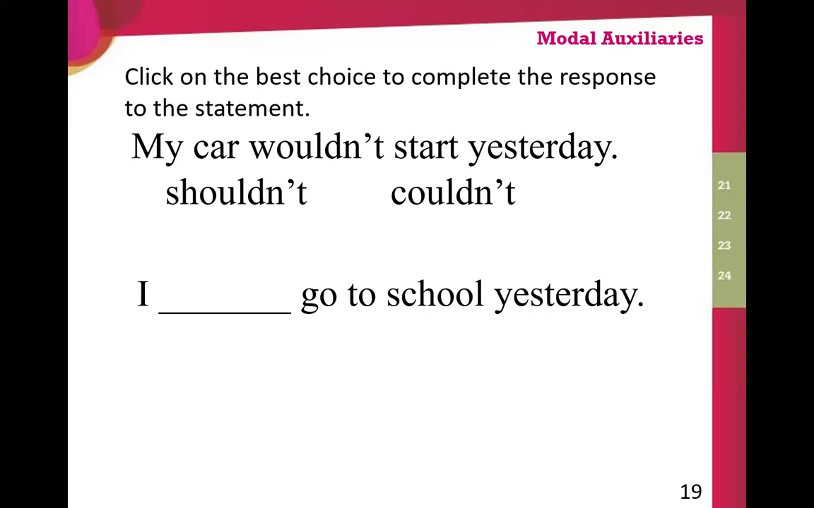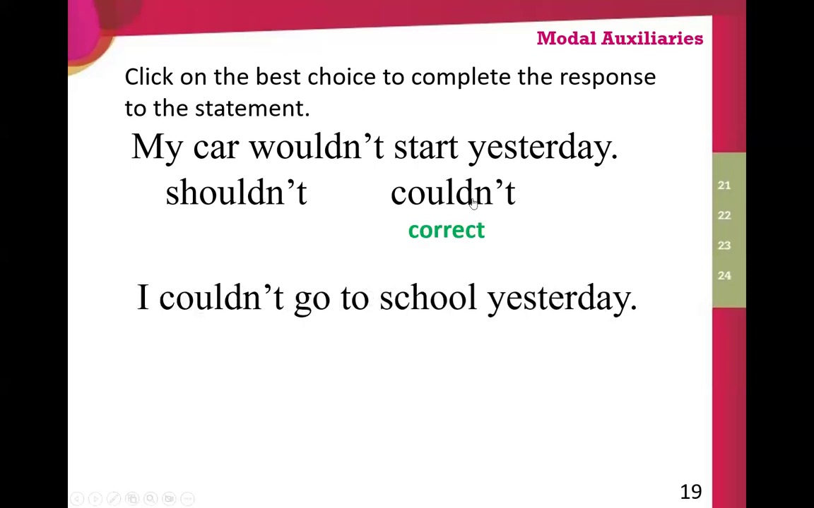I can go to school right now, but I couldn't yesterday. I wasn't able to go to school yesterday because my car didn't start. Have you got it? Yes, there is a difference between could and can. Could means ability in the past, not now, but can means ability now, right now. It's current.